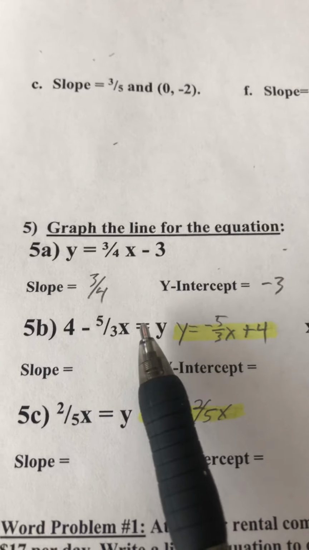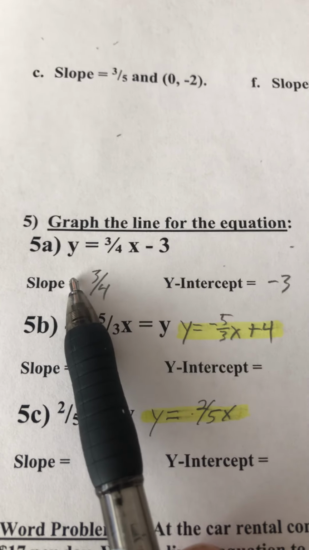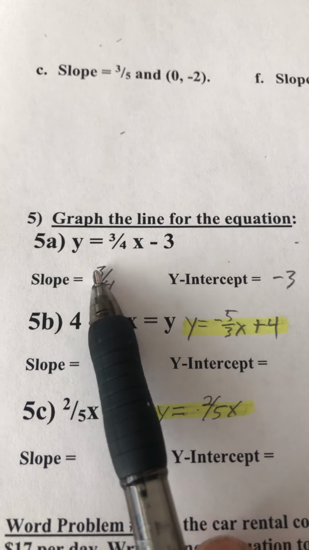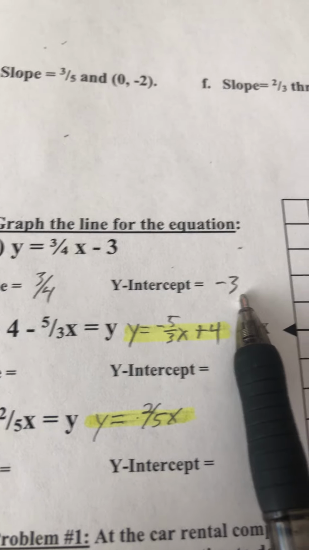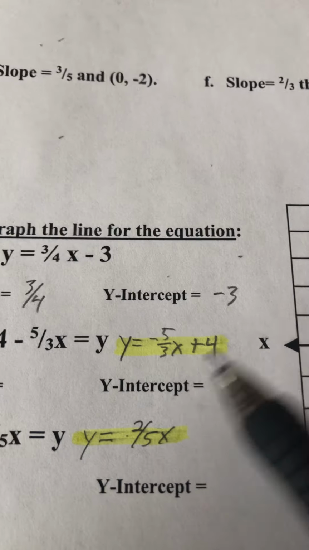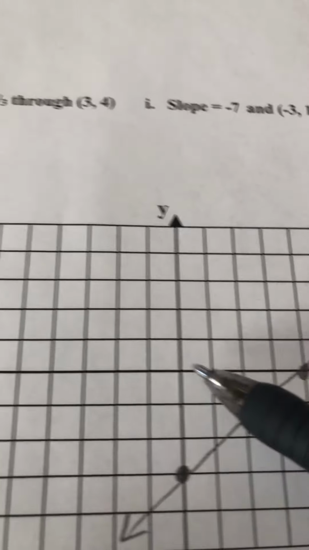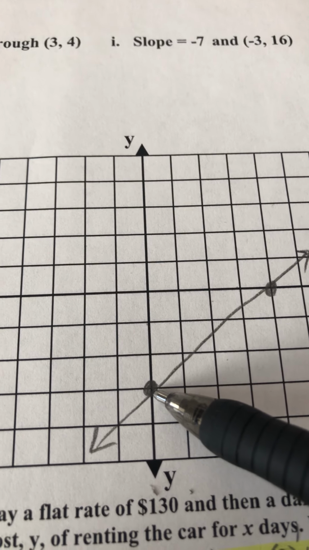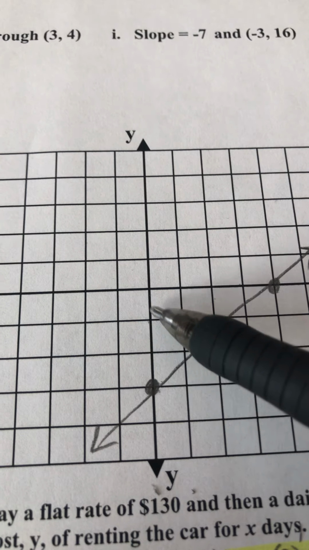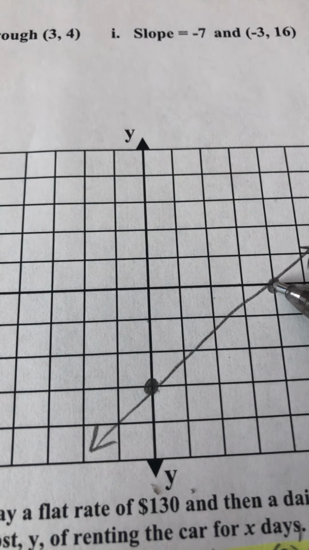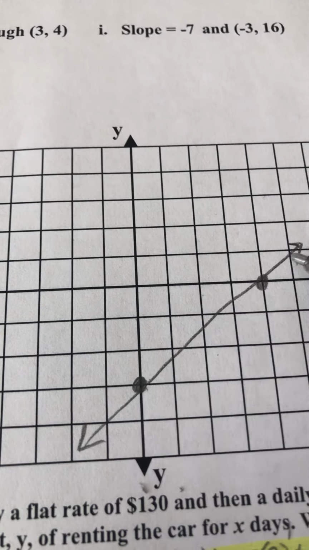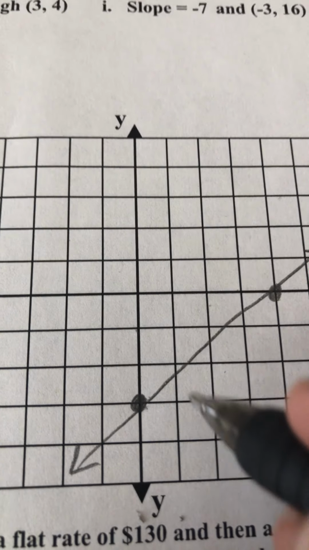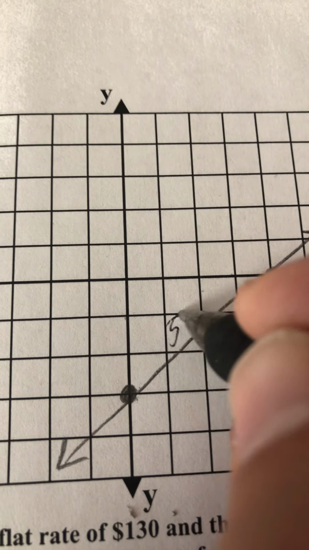For number 5, you're supposed to graph these. So for the first one, my slope is 3/4 and my y-intercept is negative 3. I always find the y-intercept first, negative 3. So I went over here and I went to negative 3, boom. And then the slope is up 3 over 4. So up 3, 1, 2, 3, over 1, 2, 3, 4. All you need is 2 points, draw your line, and this is 5A right here.